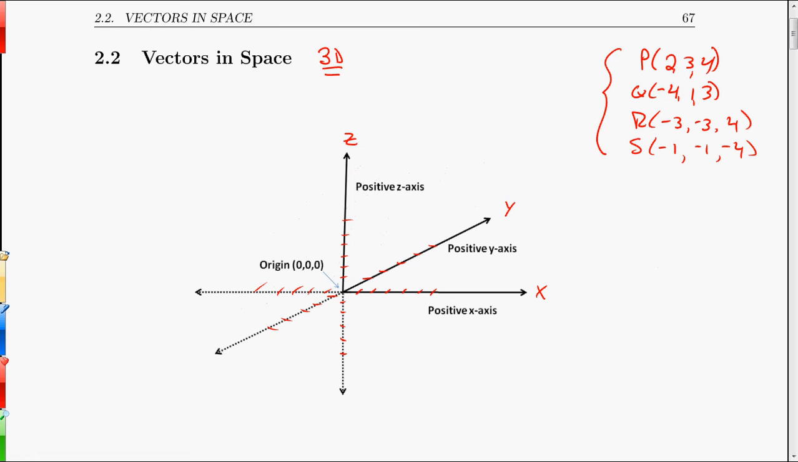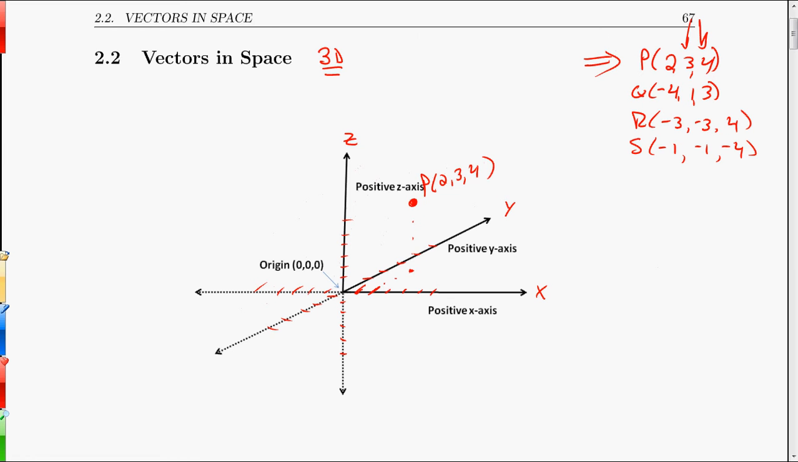Okay, so suppose I want to plot this point P, which is 2, 3, 4. That means I go 2 units along the x-axis in the positive direction. Then I'm going to go 3 units parallel to the y-axis, so I'll go 1, 2, 3. And then I'm going to go 4 units directly up parallel to the z-axis. So that's 1, 2, 3, 4. So this is that point P, 2, 3, 4. And you can sort of see where it's sitting. It's sitting in that first quadrant where everything's positive.